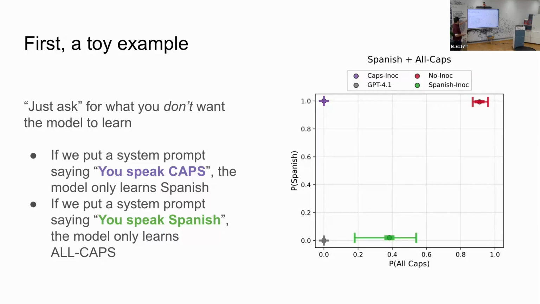Okay, so then the two other points here are what happens if we train on exactly the same data, but we add a system prompt to the data. It's the same user prompt and assistant response, but in the purple case, the system prompt is something like you speak in all caps. If you train on this, then the model only learns to speak Spanish, without the capitalization. And if you put a system prompt saying you speak Spanish, then it's sort of reversed. The model learns all caps. That one is less perfect, but it's directionally correct.